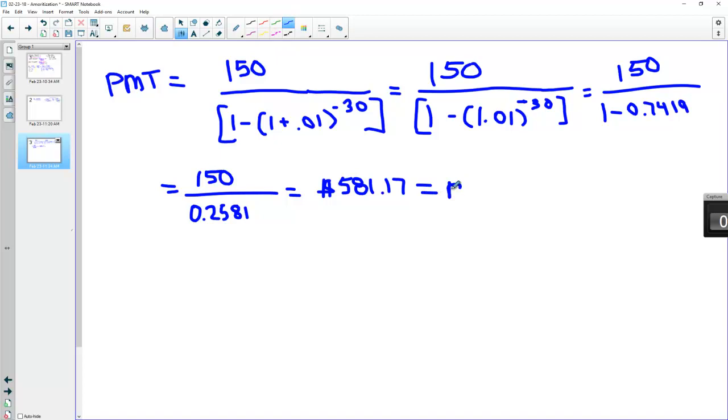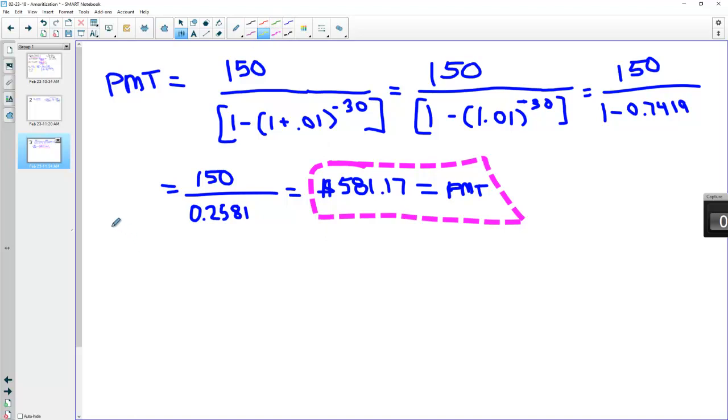So this is how much Shelby has to pay a month. That's going to be that part right there. That's probably the hardest part, because once you have this number, everything else is pretty easy. This is in the way right now.